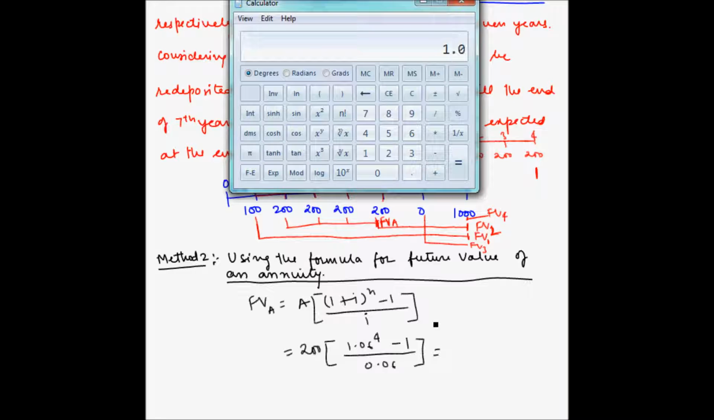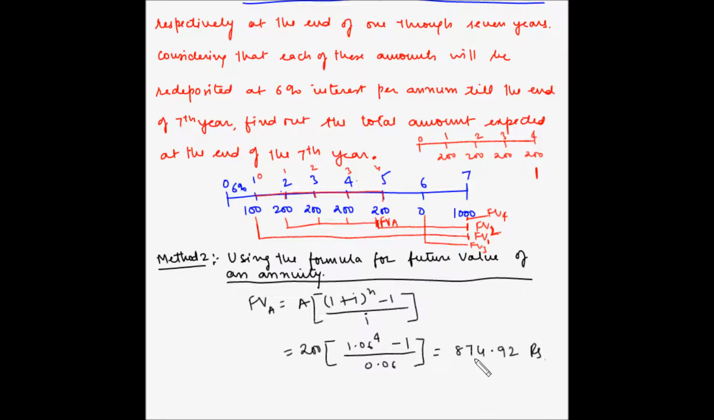So 1.06 to the power 4, minus 1, divided by 0.06, into 200. So this is 874.92 rupees. So we have found the value of FVA, and this is the value at the end of the 5th year.